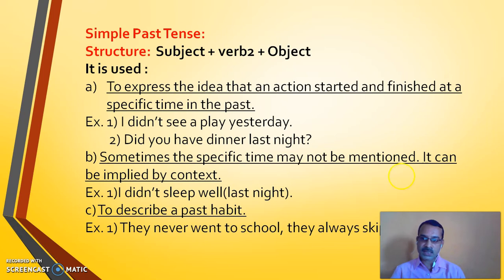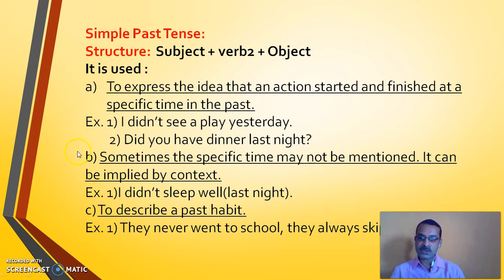Past tense is used to express the idea that an action started and finished at a specific time in the past. It is used to talk about the action that was started in the past and completed in the recent past. I didn't see a play yesterday. Did you have a dinner last night?